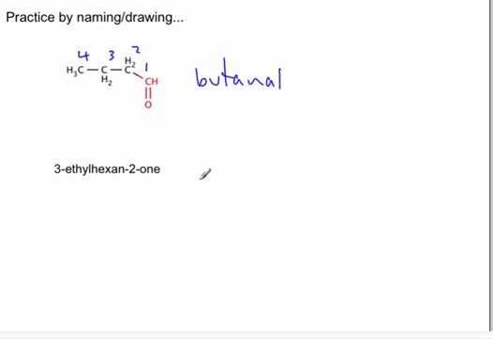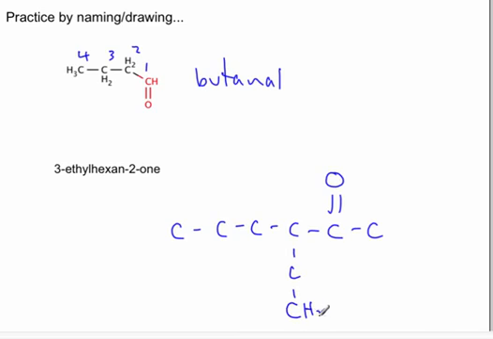3-ethylhexan-2-one. Well, it's all in the name. So 1, 2, 3, 4, 5, 6. There's my hexane. Double bond O. There's my hexan-2-one. 3-ethyl. There's my 3-ethyl. And then I would maximize the bonding to carbon with hydrogens. Notice the carbon with the carbonyl group cannot take any more hydrogens.